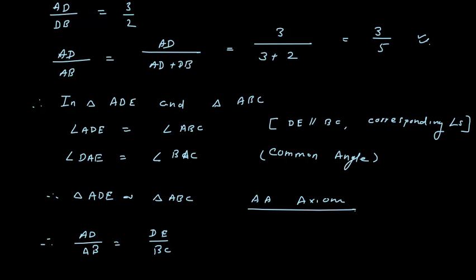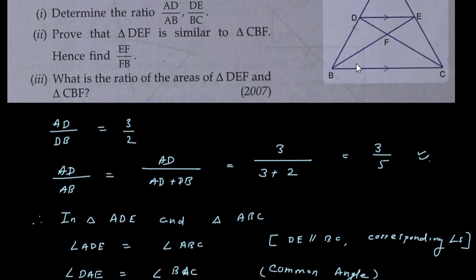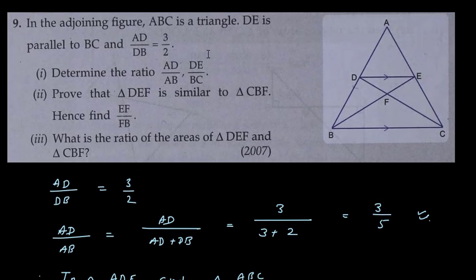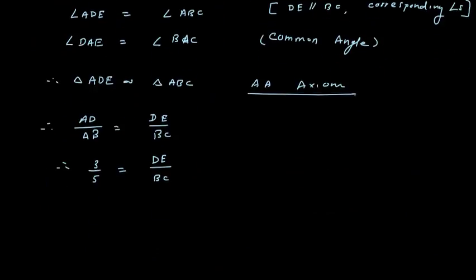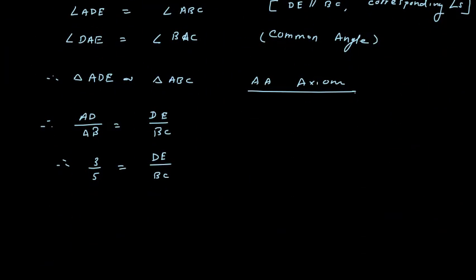So AD upon AB is 3 upon 5. Therefore, I will say that 3 upon 5 is equal to DE upon BC. Okay, 3 upon 5 is equal to DE upon BC. So here we get the ratio of DE upon BC. This is your equation 2.